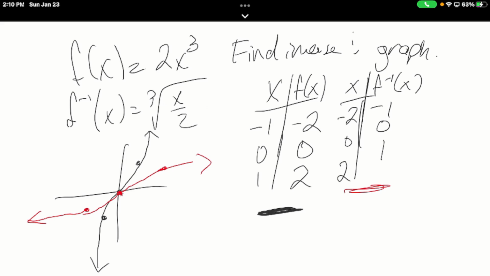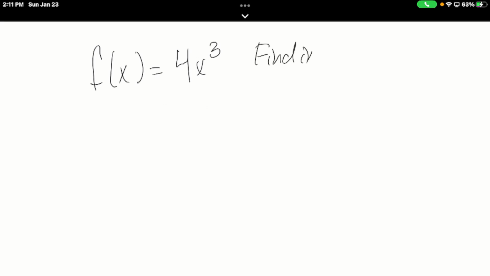Okay, so I'm going to give one more example for you to try, and we'll see if it matches up. So let's say I give you something like f of x equals 2, or let me do a different number here, 4x cubed. Your goal is to find the inverse and graph it. So I'm going to let you try that first, and then we'll convene, and then we'll see if you get the right answer.